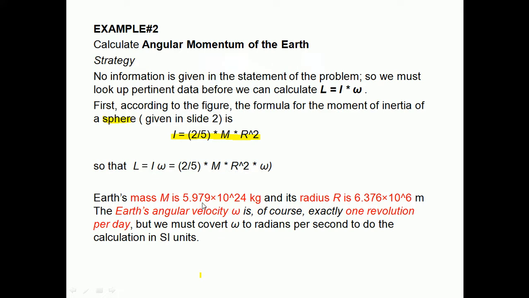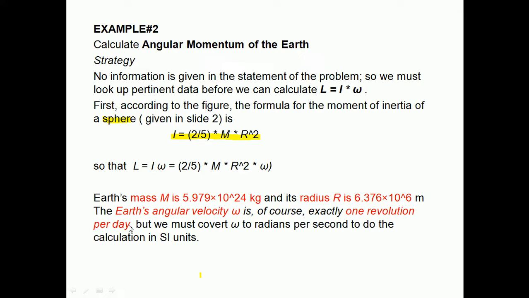Earth mass is 5.979 × 10^24 kilogram. This is the mass of the earth, and the radius of the earth is 6.376 × 10^6 meter. This is the radius of the earth. Okay, so the earth's angular velocity is, of course, we already know that the earth rotates one revolution in 1 day.